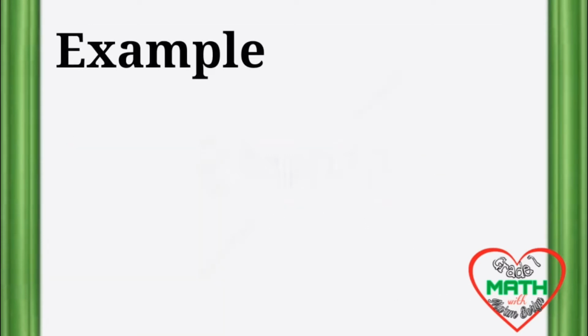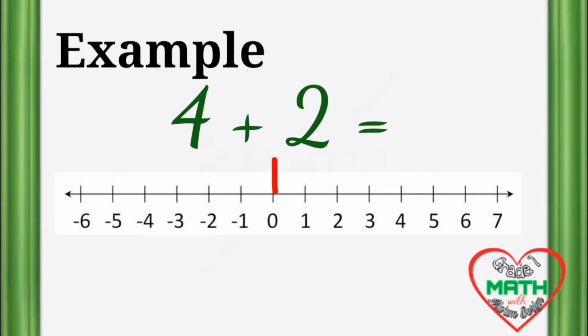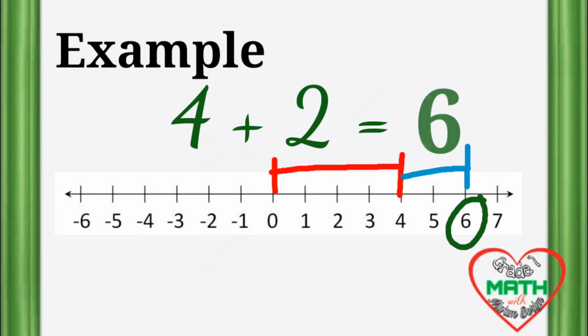Let's have an example. 4 plus 2. The first thing we are going to do is start with 0. Since we have positive 4 there, we will move 4 units to the right. And added with 2, so we will move 2 more units to the right. Therefore, the total is 6.